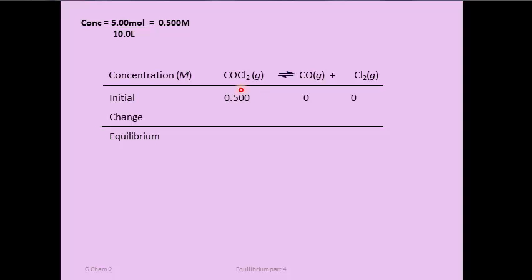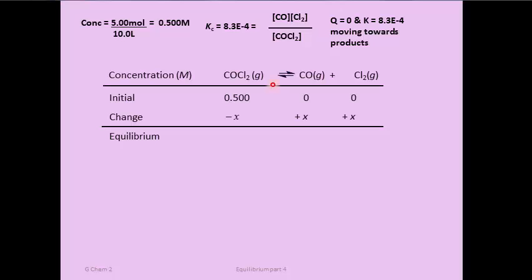So we know initially that it's all phosgene and that these are 0. So it's pretty straightforward then that if you compare Q to K in this case, Q is going to be 0, so it's going to shift towards products. Do the comparison.